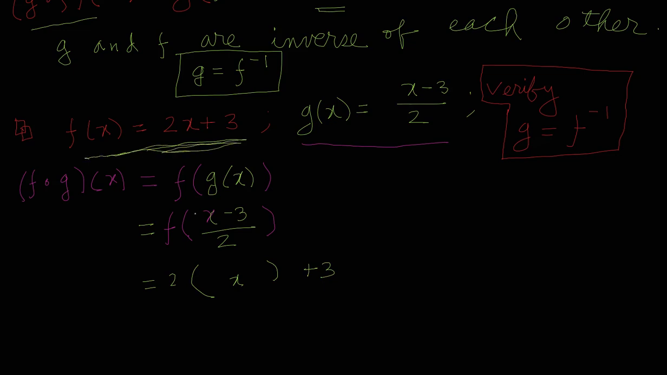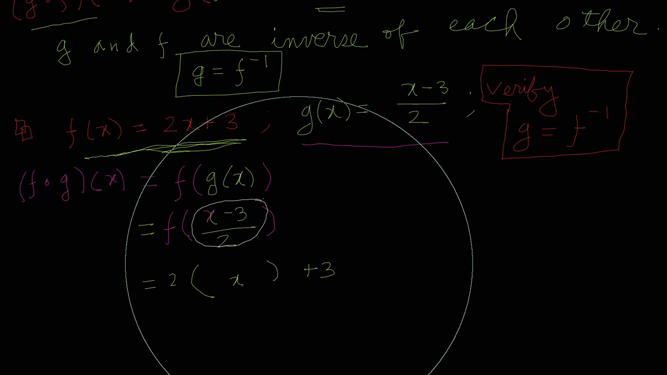Now I am interested in finding not function of x, rather function of this argument inside here. This is the argument I want to find, which is x minus 3 over 2. So I'm going to replace x with x minus 3 over 2.